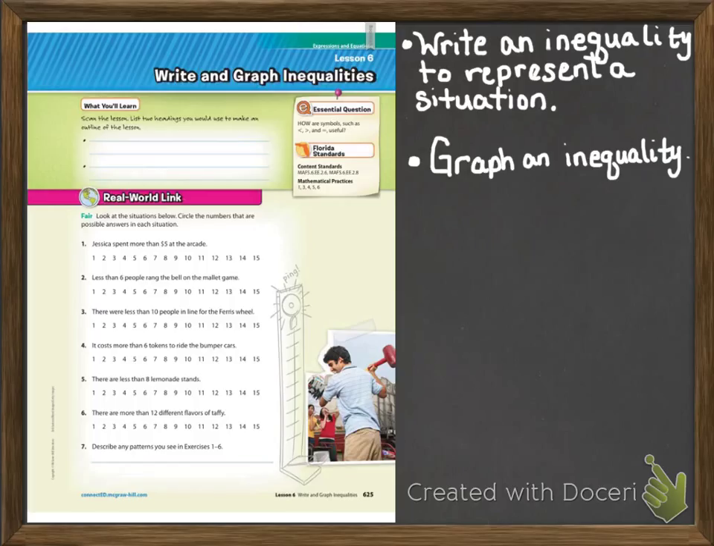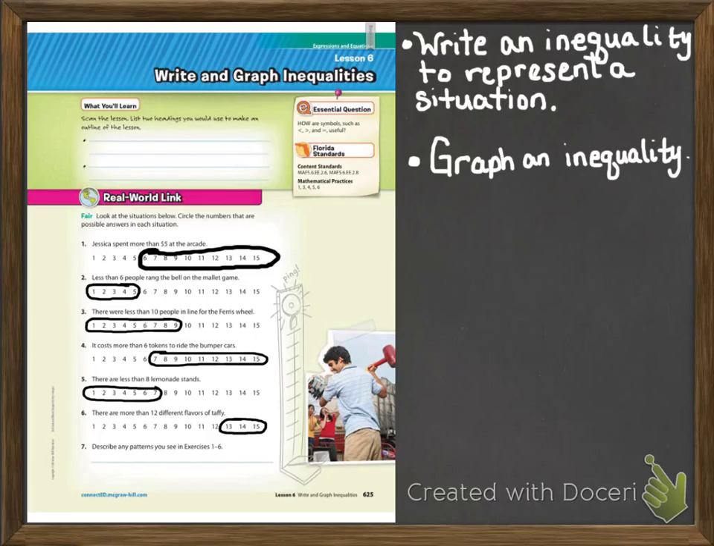Such as if we look at example number 1, it reads, Jessica spent more than $5 at the arcade. What that means is she could not have spent $1, $2, $3, $4, or $5 because it says that she spent more than $5. So she had to have spent at least $6 or more at the arcade. And that's what you're going to be doing for the remainder of the problem. So go ahead and pause the video, and then when you come back, you will see the correct answer circled. So as you can see, we went ahead and circled the ones that would apply for each situation.